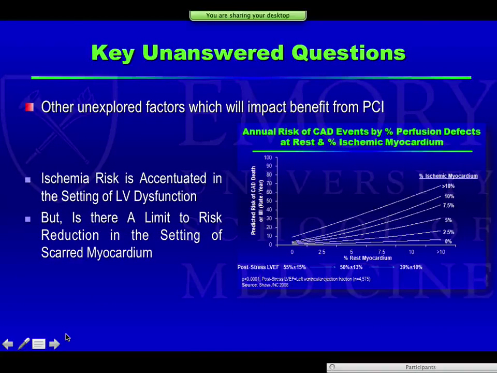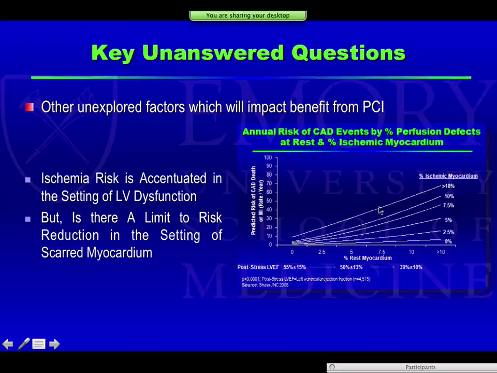And one caveat to that is if we think about our proportional risk reduction based upon the risk in the population. We do know that the amount of ischemia, if you think about ischemic risk, it really is accentuated in the setting of LV dysfunction. This is a paper that we published a couple years ago. You can see here's the percent ischemic myocardium. This is the amount of resting perfusion abnormalities, or left ventricular function, if you will. It's another measure of the amount of scarred myocardium.